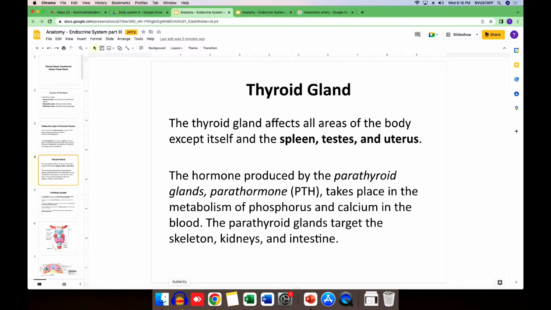Okay, the thyroid gland affects almost the whole body, except the spleen, testes, and uterus, right? Everything else controls everything there. That's why whenever we have arrhythmias or some pathologies, we always check the thyroid gland.